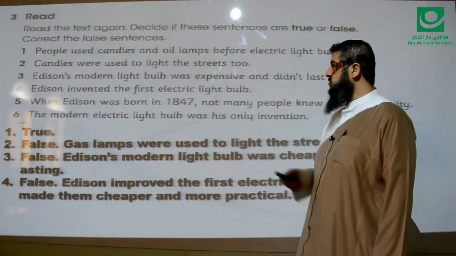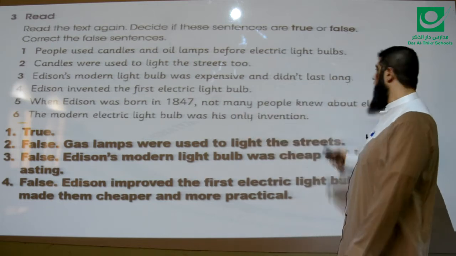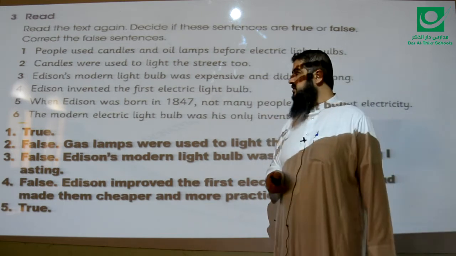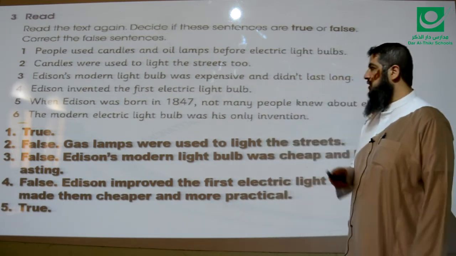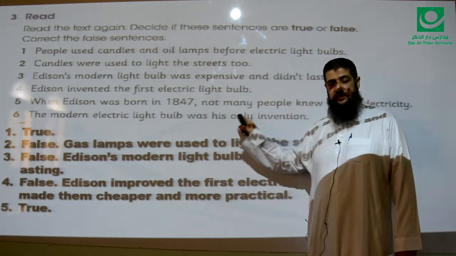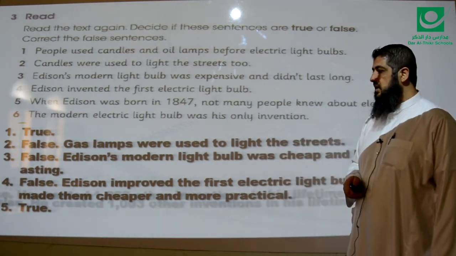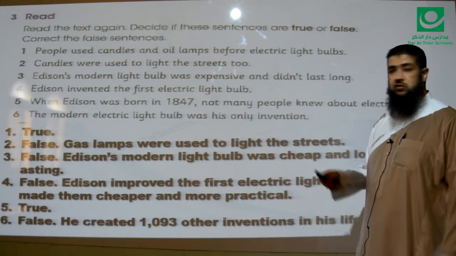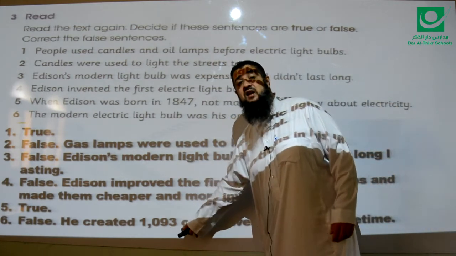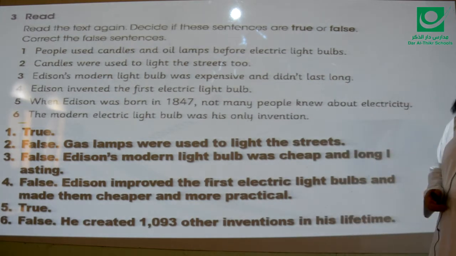Number 5, when Edison was born in 1847, not many people knew about electricity. True. And the last one, the modern electric light bulb was his only invention. I said this piece of information at the beginning of my lesson. Actually, false. He created, please pay attention to this number, 1,093 other inventions in his lifetime.